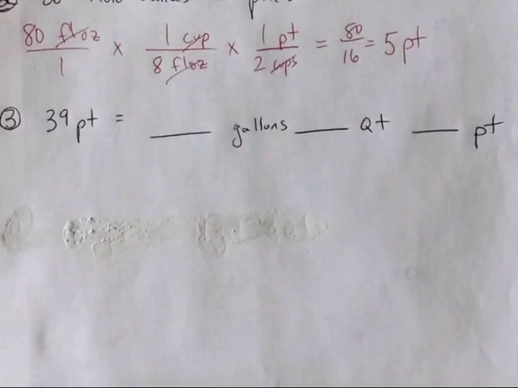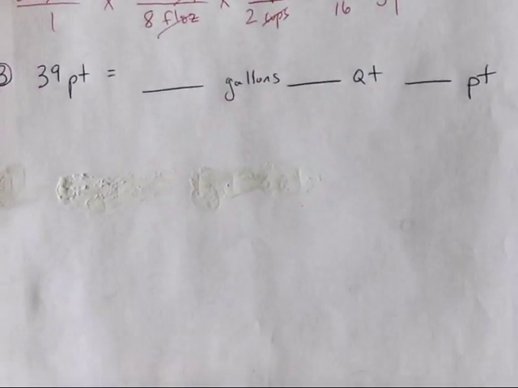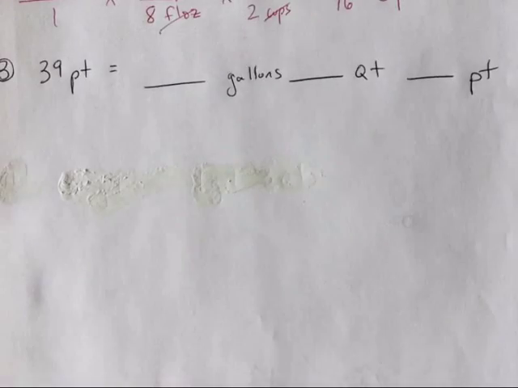Next problem is another one of those long division problems where you're taking 39 pints and you're trying to figure out how many whole gallons there are, how many whole quarts there are, and how many whole pints there are. So it's almost like you took a large pitcher filled with 39 pints, and then you had some empty milk gallons, and you were filling up as many of the empty milk gallons as you possibly can.